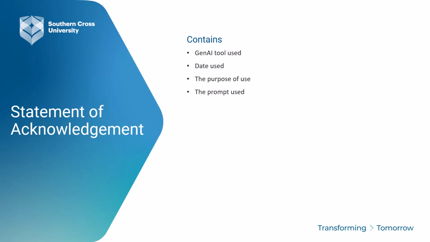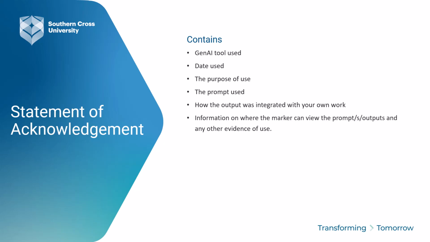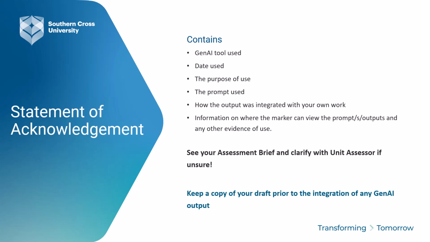You will indicate how you use the outputs in your assessment, as well as how you have retained evidence of your GenAI use, including by saving records of your prompts and the GenAI outputs. Different units vary in how they want you to make your statement of acknowledgement, so make sure to look for this information on each assessment brief and check with the unit assessor if you are unsure. You should also keep copies of your rough drafts before any generated content was added.